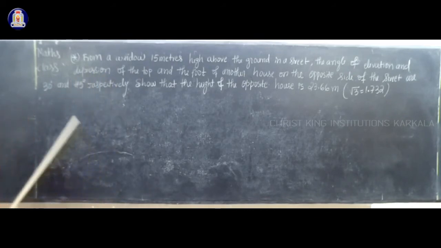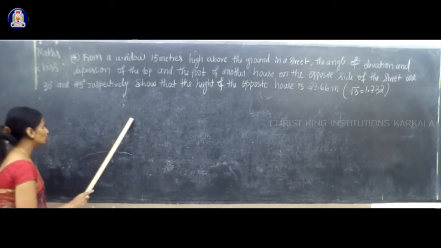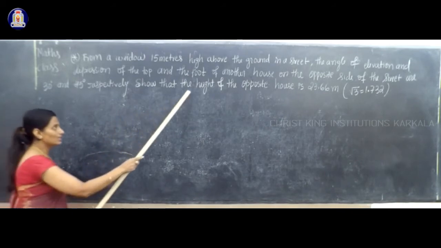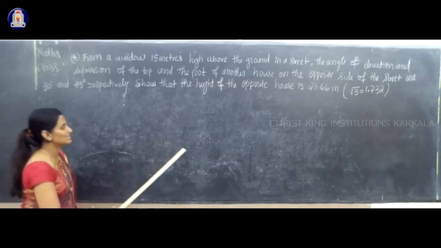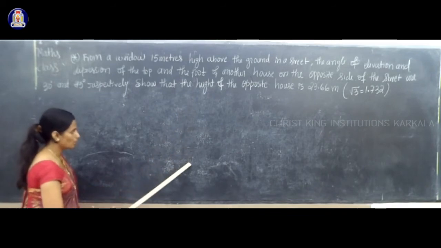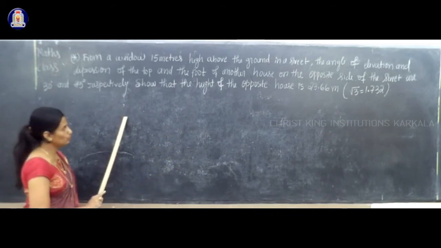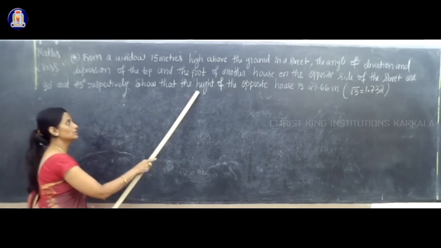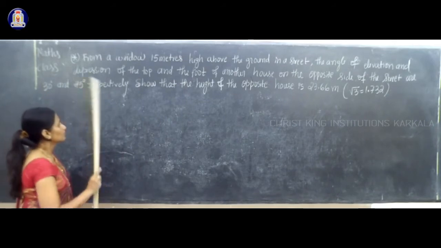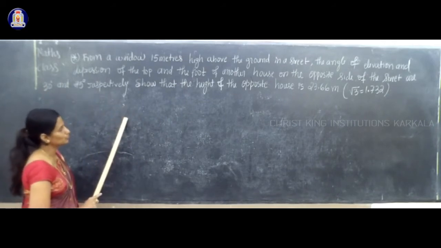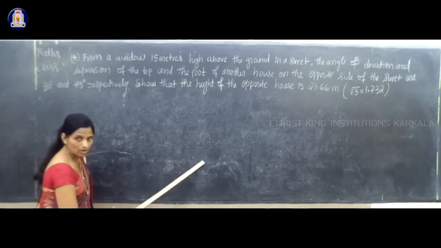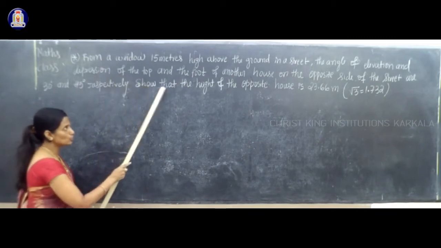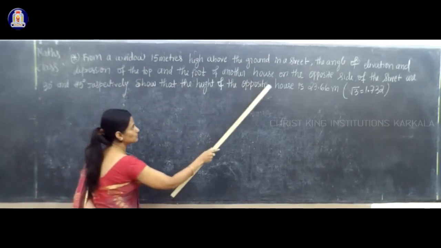So what are the two pictures here? One is a window at a height of how much here? 15 meter above the ground. There is one house which is on the opposite side of the road. From the top of the window to the top of the house, the angle of elevation is 30 degree. From the top of this window to the foot of this house, the angle of depression is what? 45 degree.